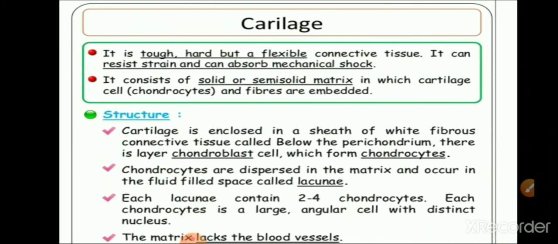Now, what is cartilage? Cartilage is a tough, hard, and flexible connective tissue that resists strain and absorbs mechanical shock. Talking about the structure, there is a sheath of white fibrous connective tissue present beneath it, the perichondrium, and it is made up of chondroblast cells. Chondrocytes are dispersed in the matrix and occur in fluid spaces called lacunae. They contain 2 to 4 chondrocytes, and each chondrocyte is a large angular cell with a distinct nucleus.